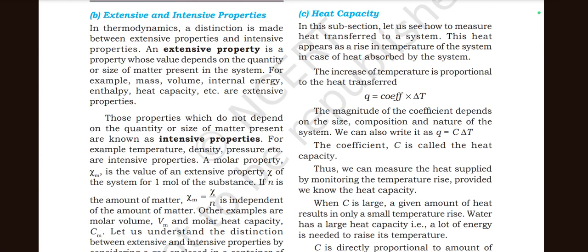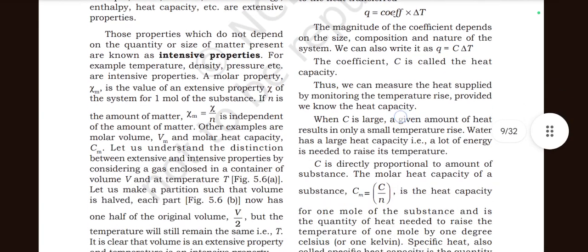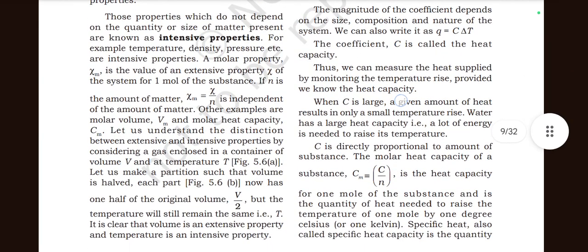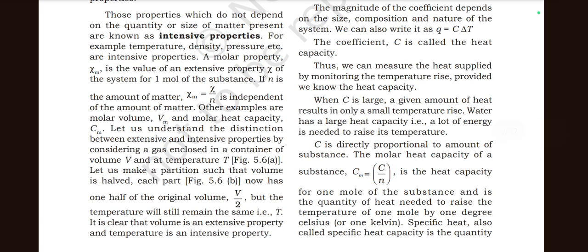These are intensive properties. A molar property Xm is equal to the extensive property X of the system for 1 mole of the substance, X divided by n, where n is the amount of matter. It is independent of the amount of matter. Other examples are molar volume and molar heat capacity. Let us understand the distinction between the extensive and the intensive property by considering a gas enclosed in a container of volume V and temperature T.